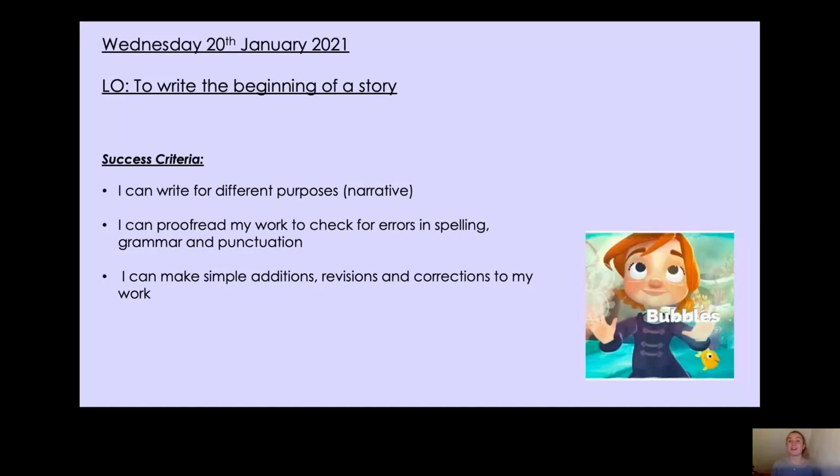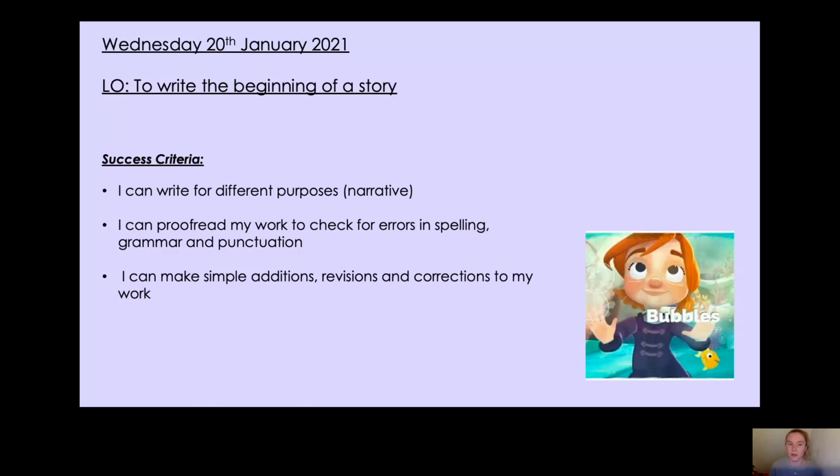So yesterday in our English lesson, we planned our very own bubble story, didn't we? We looked at the different parts of the story and decided which expanded noun phrases, which adverbs of place, which adverbs of manner, and which coordinating conjunctions we wanted to use in each part of the story. Now today, the time has arrived and we are going to start writing our own bubble story, or at least the beginning of it, okay?